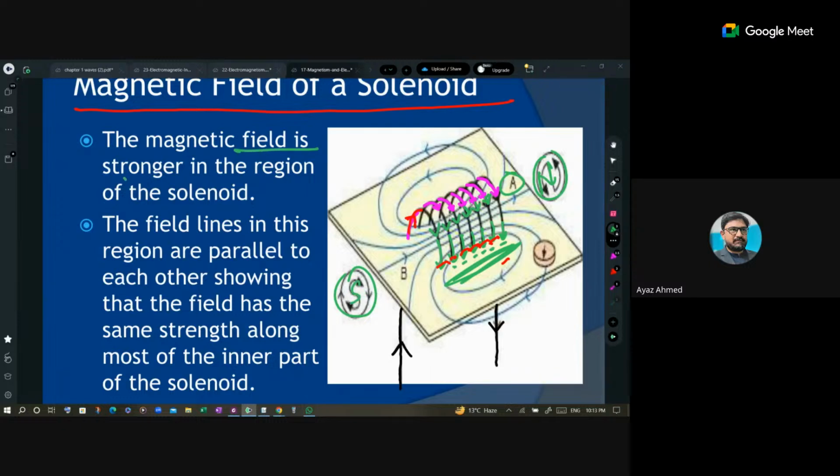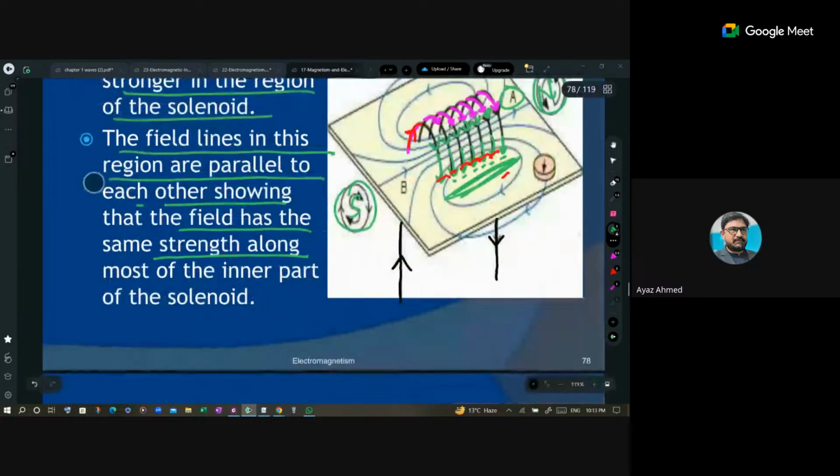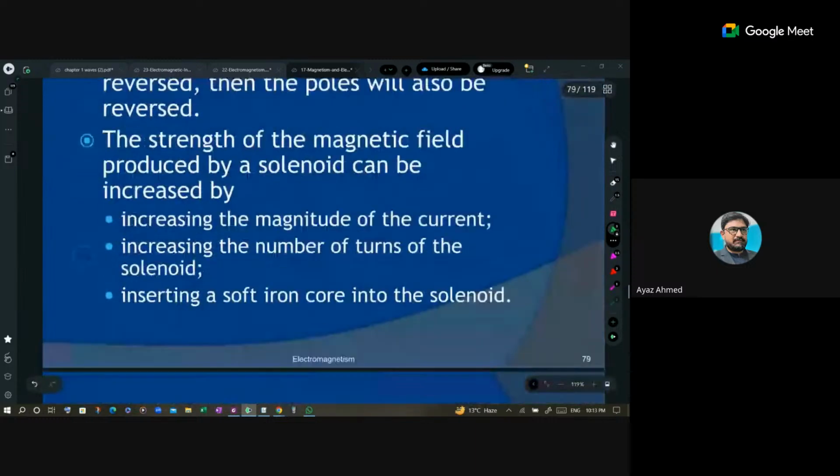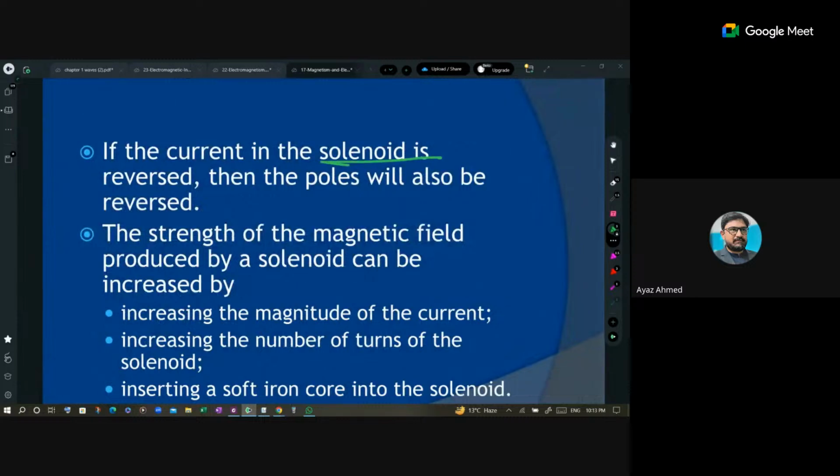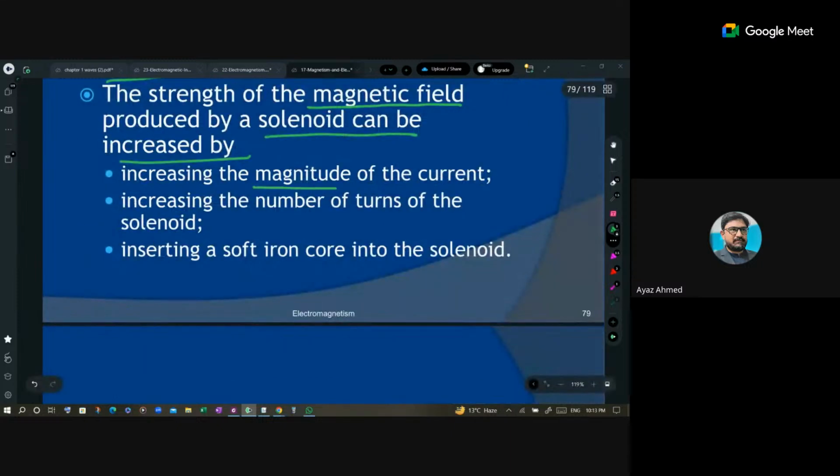So the magnetic field is stronger in the region of the solenoid. The field lines in this region are parallel to each other, showing that the field has the same strength along most of the inner part of the solenoid. If the current in the solenoid is reversed, then the poles will also be reversed. The strength of the magnetic field produced in the solenoid can be increased by increasing the magnitude of current, increasing the number of turns, and putting a soft core inside the solenoid. This was the use of iron.